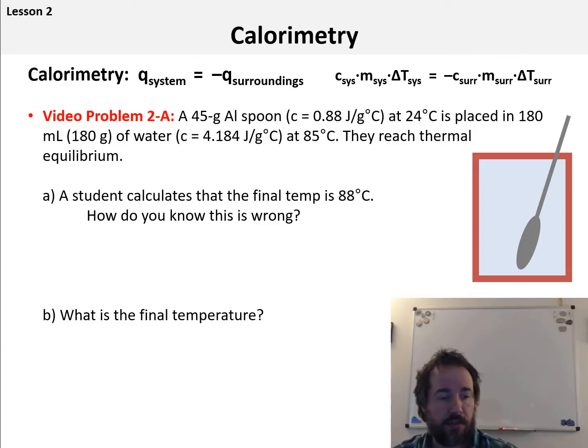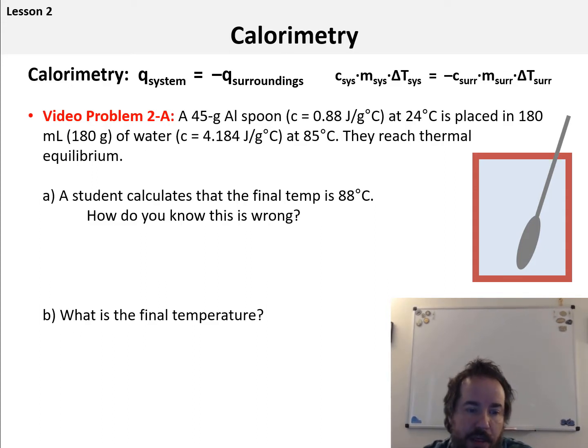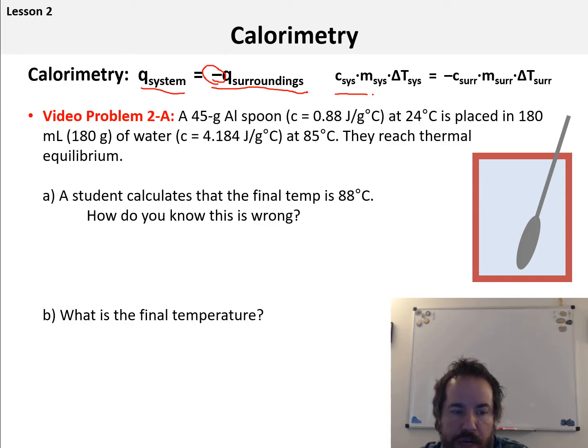Okay, hello again. So we're going to do some problems based on calorimetry from lesson 2. A key thing with calorimetry is that Q system equals negative Q surroundings. That negative is very important. And we can rewrite this using the specific heat capacities: the specific heat of the system times mass of the system times delta T of the system equals negative C of the surroundings times mass of the surroundings times delta T of the surroundings.